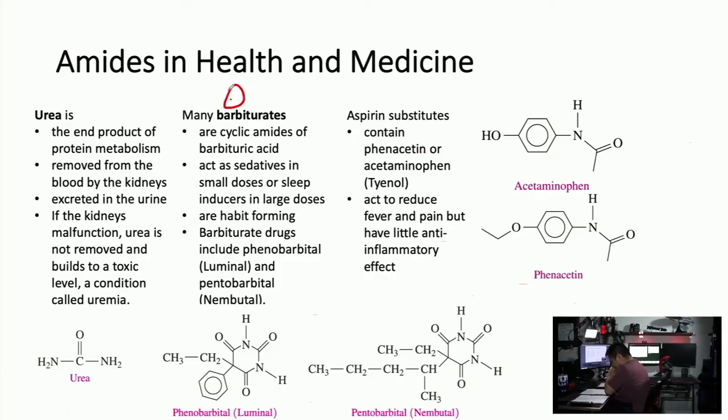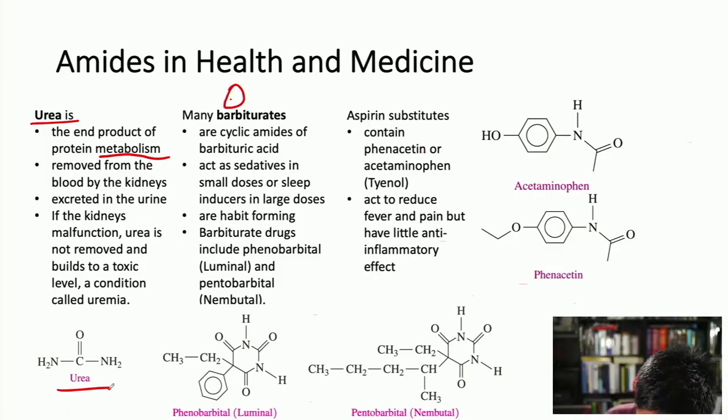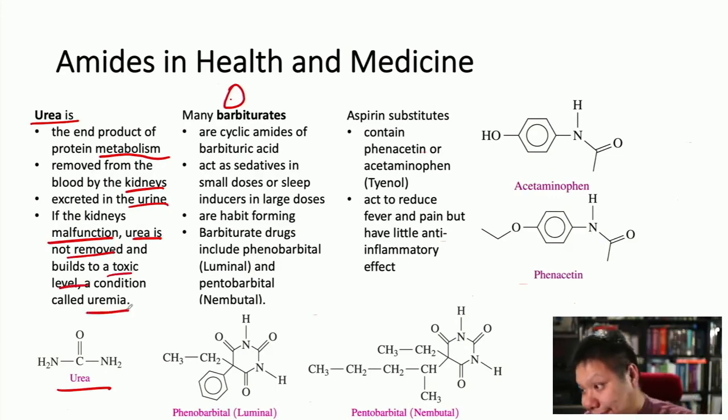So, amides in health. The first one is urea. During protein metabolism you produce some urea, which is this molecule right here, and it usually is removed by the kidneys and excreted in your urine. But if you have malfunctioning kidneys, the urea is not removed; it builds up into a toxic level, and that's a condition called uremia.